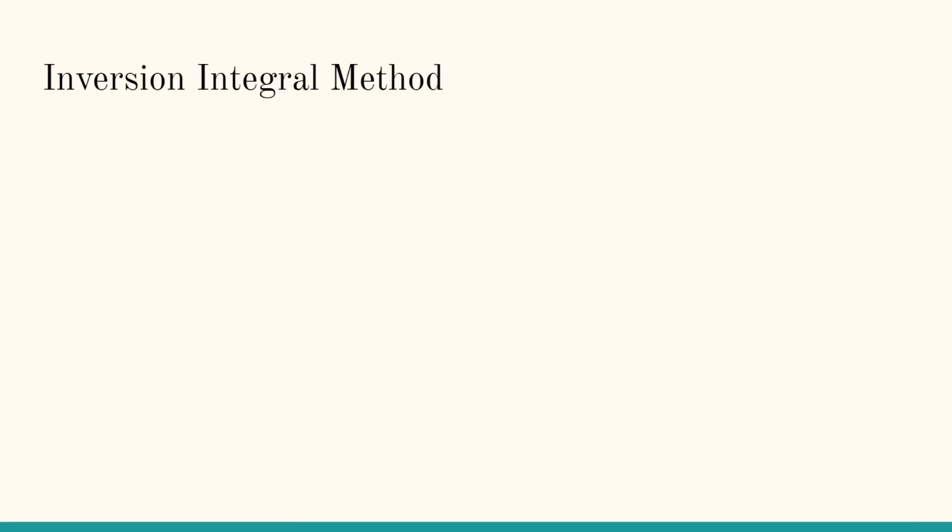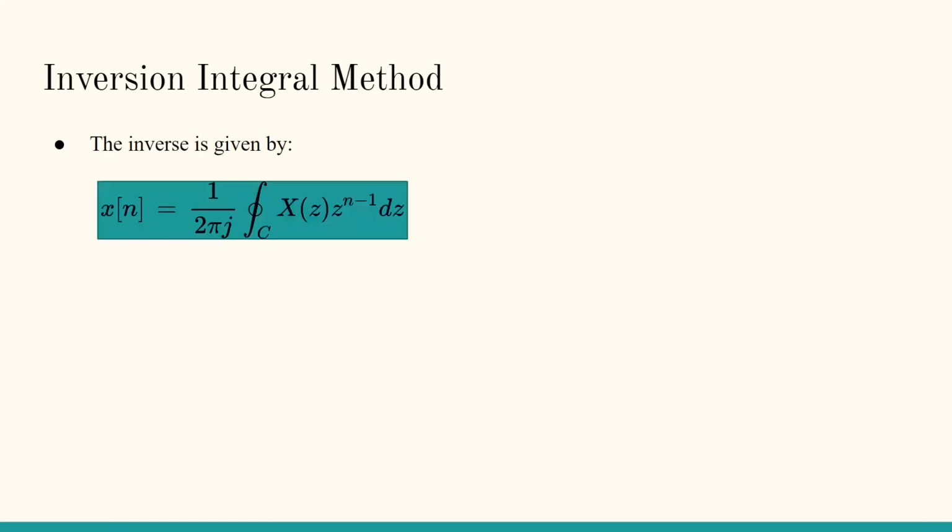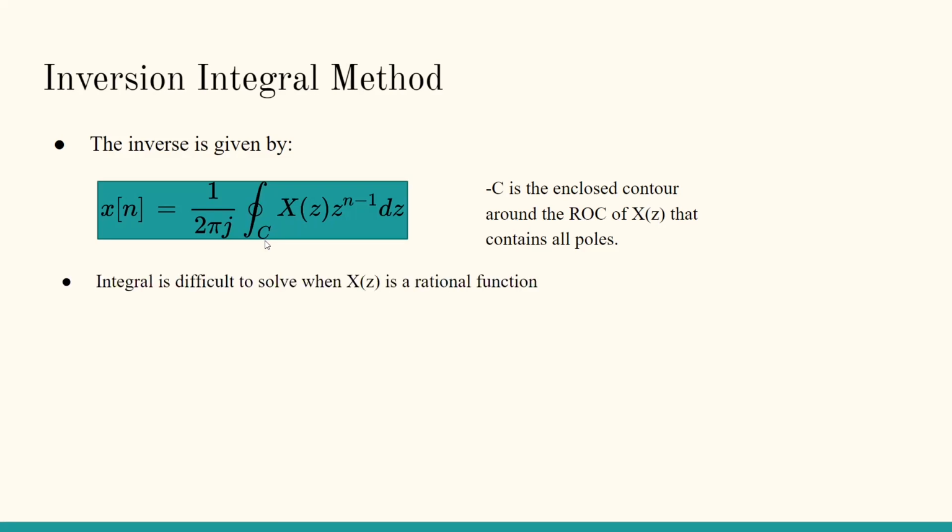For our last method, the inversion integral method, our inverse is given by this integral, where we're integrating along a closed loop, or an enclosed contour in our z-domain, where we choose the bounds such that it encloses our region of convergence and all the poles of our z-transform. However, this integral becomes really difficult to solve when our X of z is a rational function, which is more times than not, and so this method kind of becomes impractical compared to something like the partial fraction method.